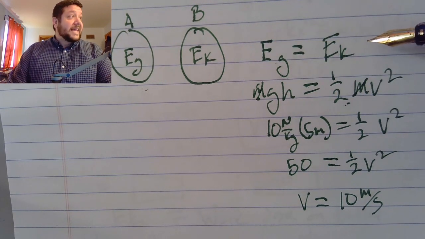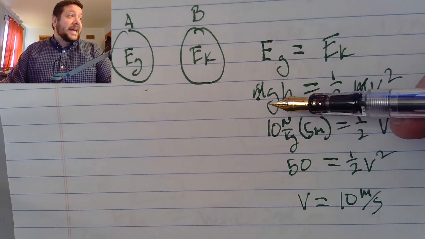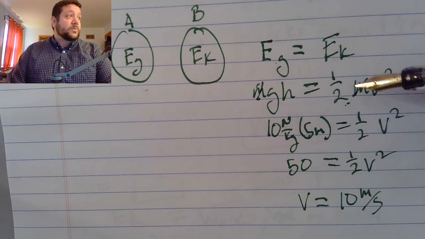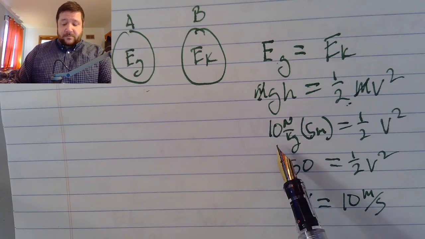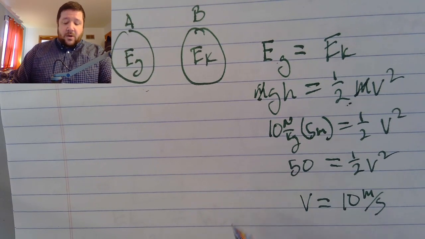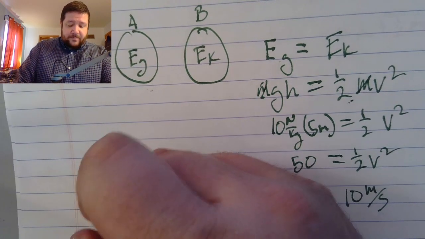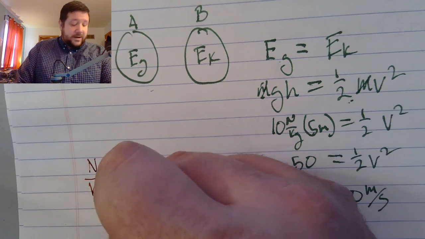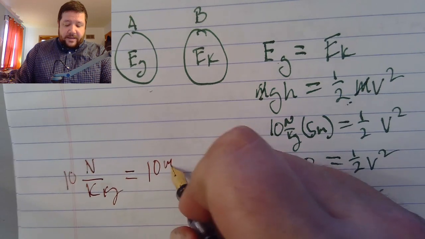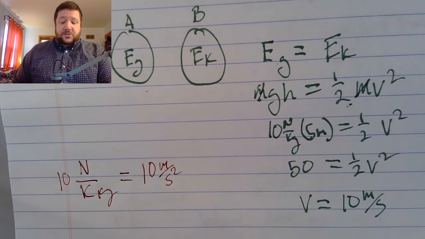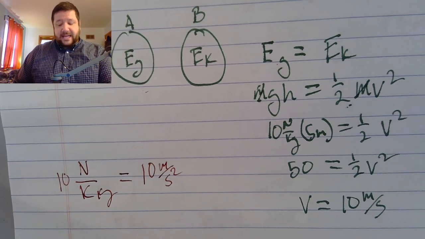EG is equal to EK. The equation for EG is mgh, which is equal to 1/2 mv squared. Those are the equations for each of those. And then we're plugging this in here. Now, one thing about that 10 newtons per kilogram is the same as 10 meters per second squared. So a couple of you said, how does that cancel out?